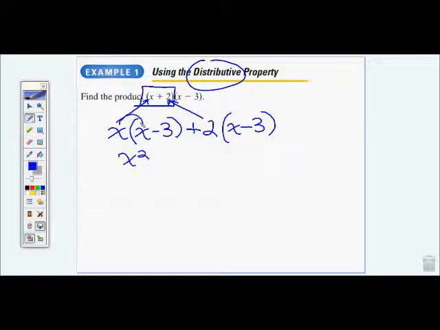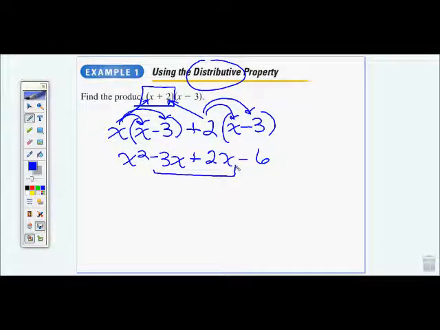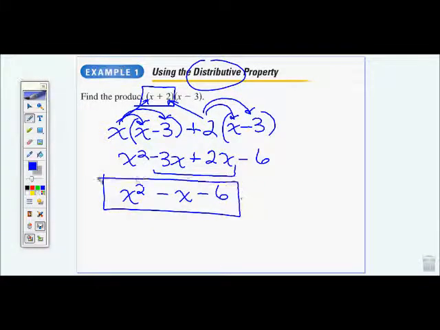I would get x squared minus 3x plus 2x minus 6. Now my last step would be to combine any like terms and make sure that I have them in degree order. So I only had an x squared, a negative 3x, and a positive 2x is going to give me a negative 1x, or negative x, and I only had one constant term, negative 6. So we're going to find the product. That would be the answer for the product in the simplest form.